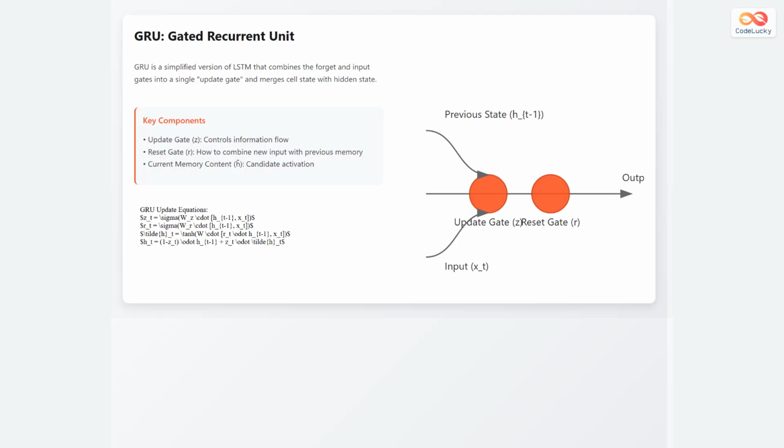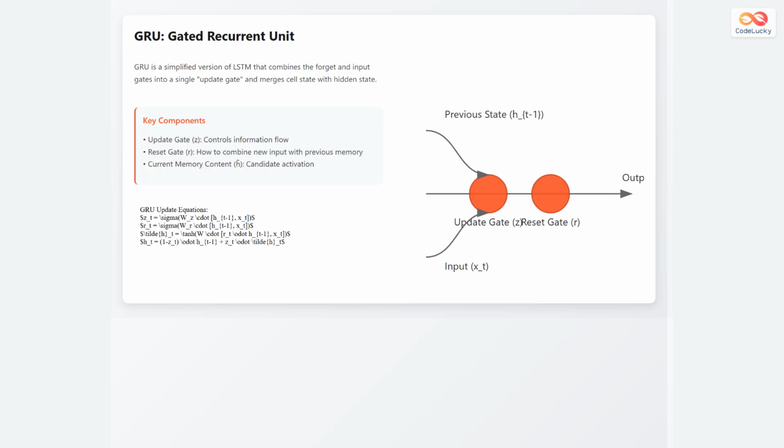Z subscript T equals sigma of W subscript Z times the concatenation of H subscript T minus 1 and X subscript T. R subscript T equals sigma of W subscript R times the concatenation of H subscript T minus 1 and X subscript T. H tilde subscript T equals hyperbolic tangent of W times the concatenation of R subscript T element-wise product H subscript T minus 1 and X subscript T. H subscript T equals 1 minus Z subscript T element-wise product H subscript T minus 1 plus Z subscript T element-wise product H tilde subscript T.